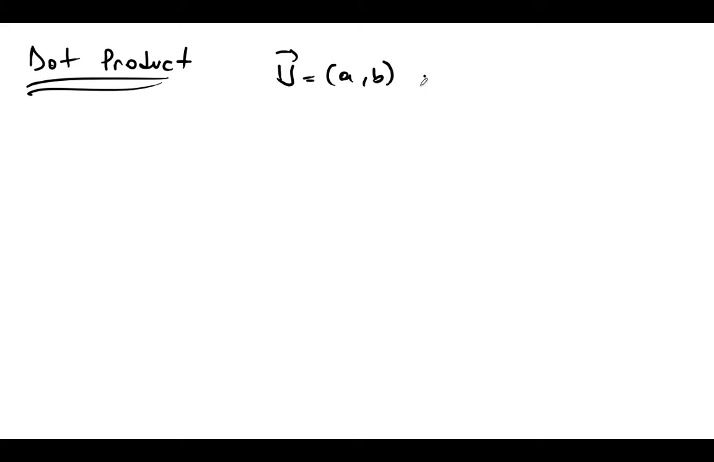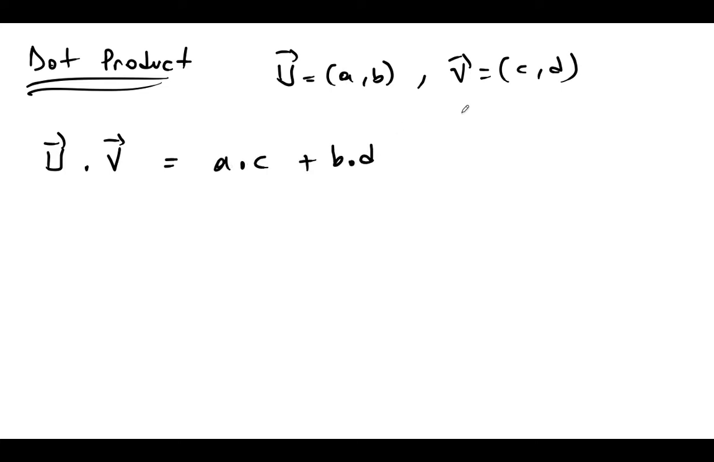Okay, and then there is something which is called dot product. What is dot product? When you have vector u, just for easy notation, let me say a comma b, and vector v, let's say c comma d, the dot product of u and v, we use this notation. It is equal to a times c plus b times d. So first one times first one plus second one times second one.